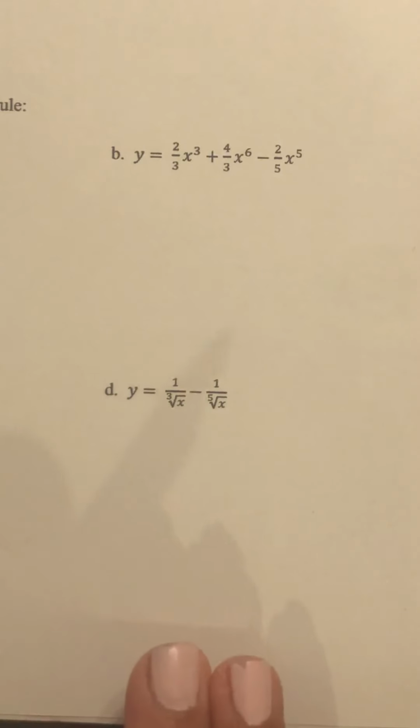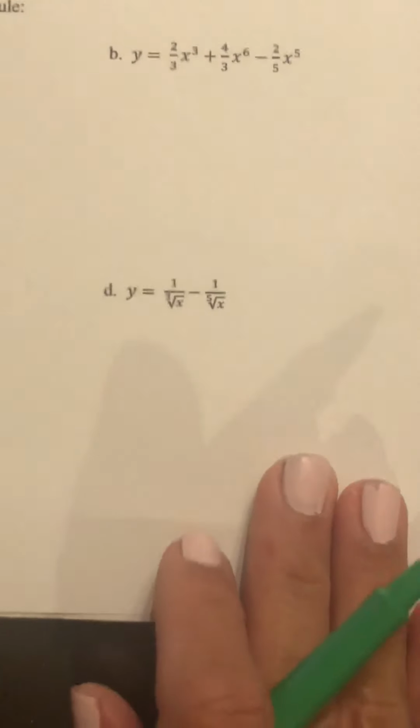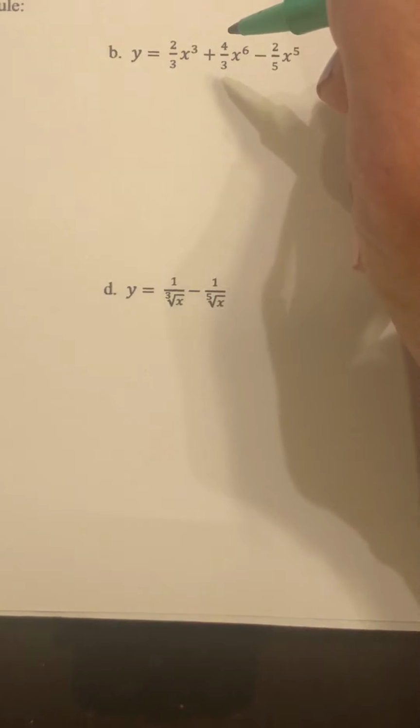Ooh, I'm going to go back to B. B is ugly. Actually, B's not bad. Let's do B. Sorry. All right, so you're working with fractions.